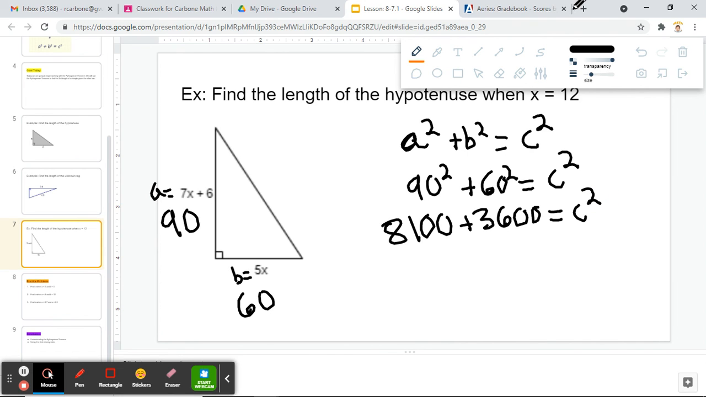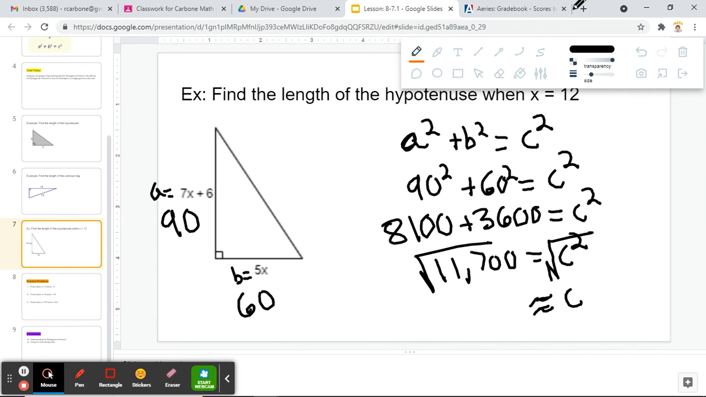Now, 8,100 plus 3,600 is going to give us 11,700. And that'll still be equal to c squared. So now we have to take the square root of both sides. The square root of c squared is obviously just going to be c. And the square root of 11,700 is going to be approximately 108.2, which means this side length right here would be 108.2. You could also just leave it as the square root of 11,700 for now, but if you want to approximate it, we could say it's approximately 108.2.